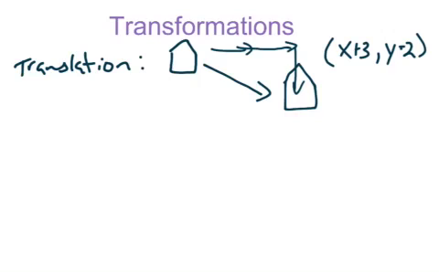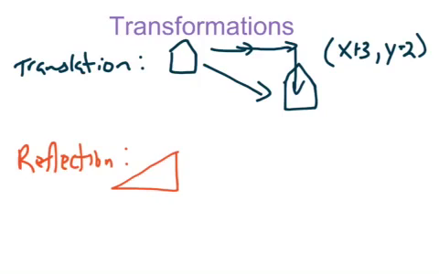So again, we don't change it. We just simply slide it across like if it was on ice or something like that. So that's translation. And then reflection we talked about yesterday. And reflection is basically when you have an object and you have a line of reflection and you reflect it across that line of reflection. And we talked about how each point is the same distance away from the line of reflection to its image.